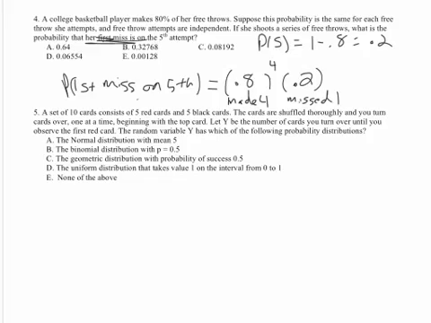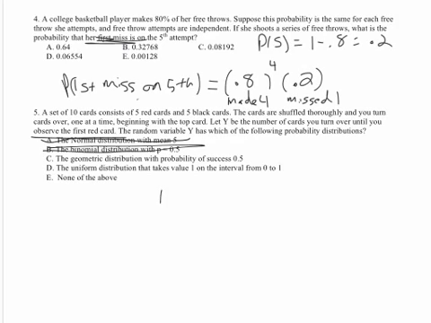A, the normal distribution, with mean 5. Nope, there's nothing here that would suggest normal. B, the binomial distribution with P equals 0.5. Well, we're flipping cards over until we get the first red card, so that's not binomial. C, the geometric distribution with probability of success 0.5.